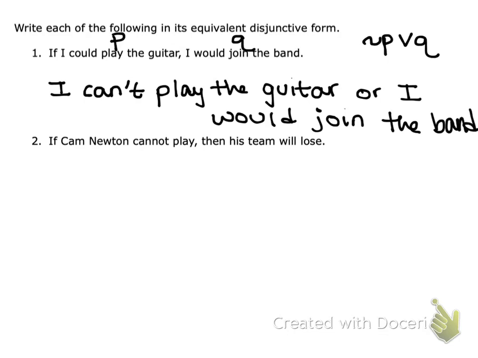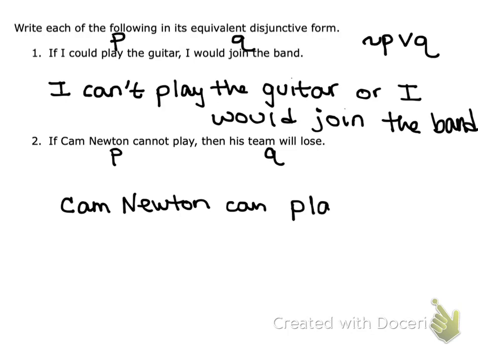Not P or Q. So if I look at my next one, if Cam Newton cannot play, then his team will lose. My P, Cam Newton cannot play. My Q, his team will lose. So if I want to reword that as not P or Q, I would say Cam Newton can play, or his team will lose.